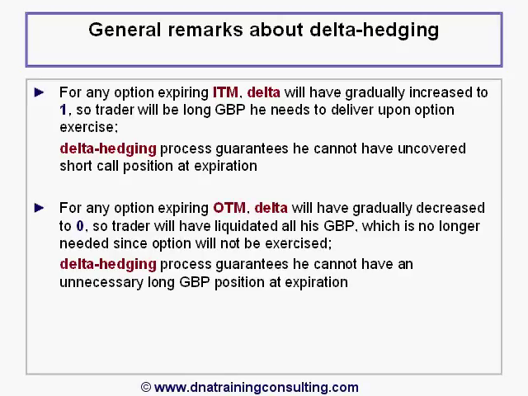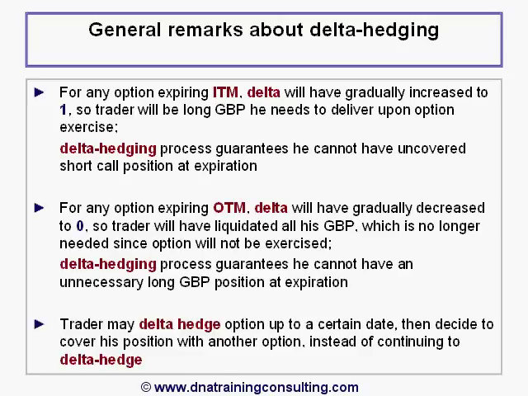Point 3. A trader may delta hedge an option up to a certain date, then decide that market conditions have changed in such a manner that he is better off covering his position with another option and terminating the delta hedging process instead of continuing it.